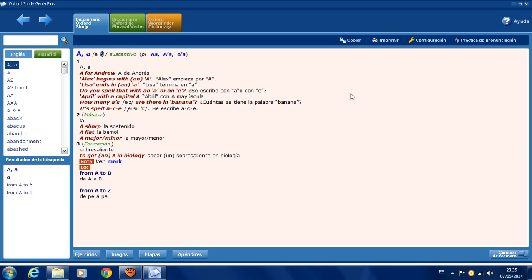Welcome to this short tutorial on the Oxford Genie Plus Dictionary. First off, I would like to say that the dictionary is very useful if you're planning to take an internationally recognized test, namely the IELTS or the TOEFL, because it presents a number of components that are very pertinent for our domain, which is English language teaching.